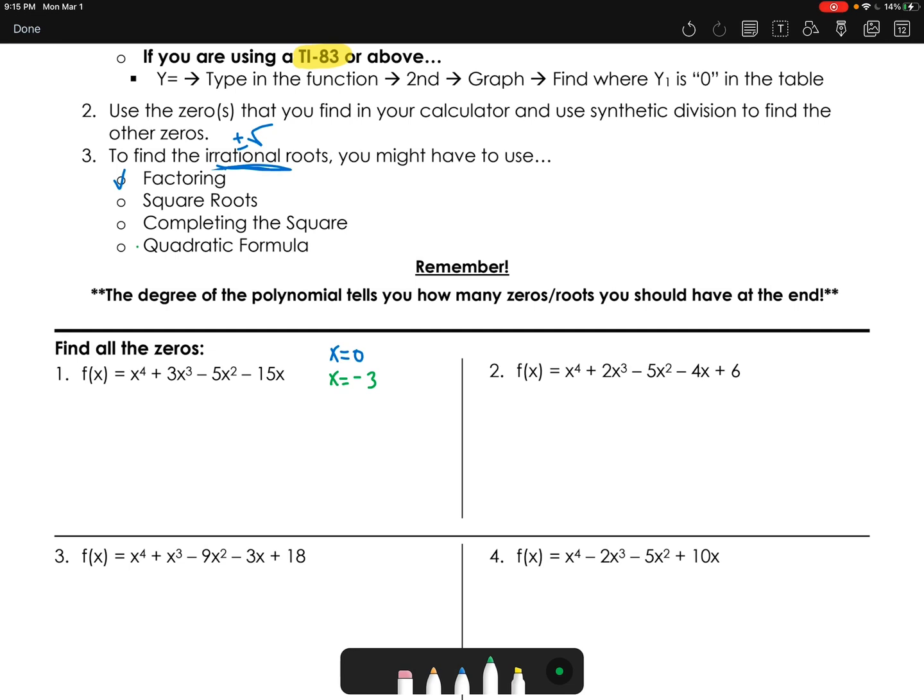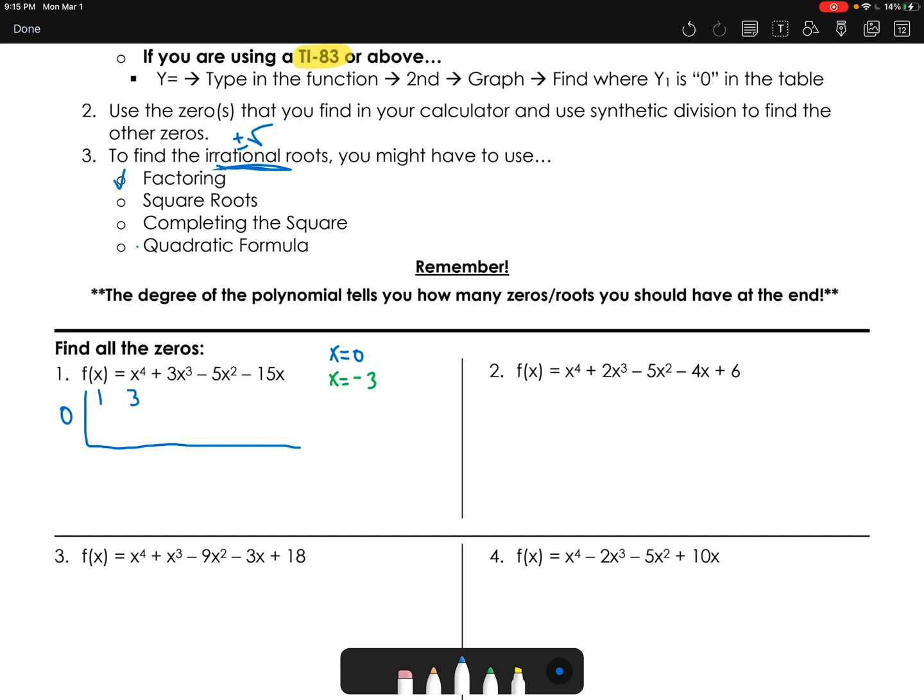So now I want to use these to complete some synthetic division, okay? So I'm going to use my 0. It does not matter which one you start with, okay? I'm just choosing 0 because it's easy, in my opinion, to start with 0. It really doesn't make a difference.